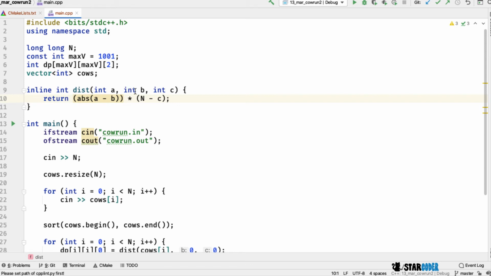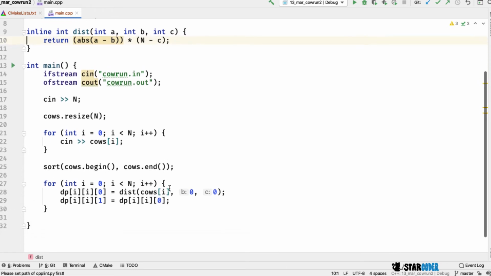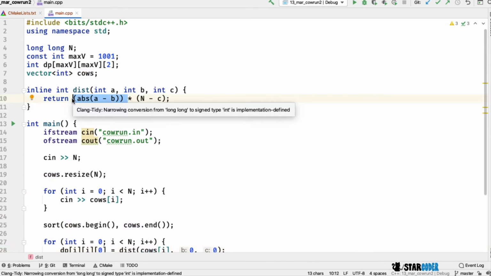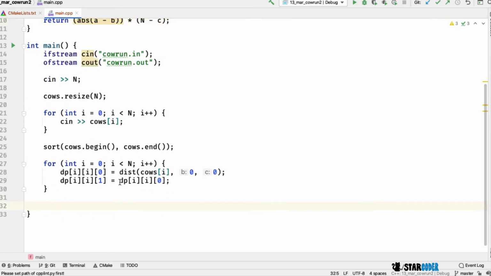So what we're actually going to do is have two values here, a and b. a and b are basically going to be the amount of time it takes. Since Farmer John starts on the very left, when we're setting it up, it's just going to be the location of cow i. So we're just going to assume he's going to run all the way out to cow i. This is going to be the distance that Farmer John travels. And then c is going to be the number of cows already silenced. So n minus c is going to be the number of cows that have not been silenced, times the distance Farmer John is taking. That's going to be the amount of money that this takes. So for dp[i][i] 0 and 1, we're going to have the same values.